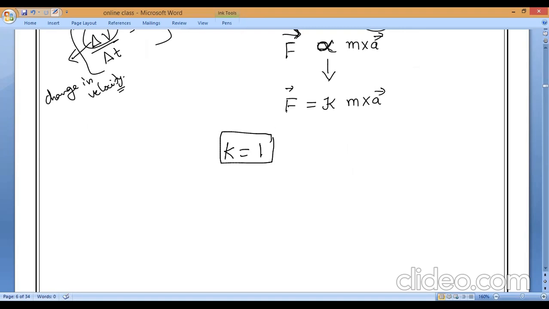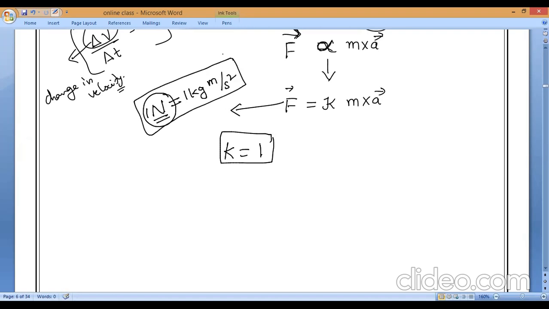So, sir, why 1? That is what I will now explain. Listen, what is the unit of force? Newton, sir. So 1 Newton is equal to something which we already studied. 1 kilogram meter per second square, which is equal to 1 Newton. Yes or no? Yes, sir. That is why we are considering K equal to 1.